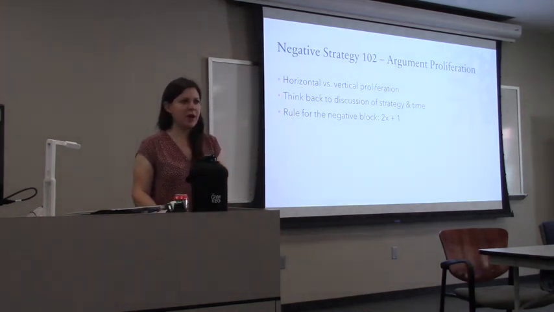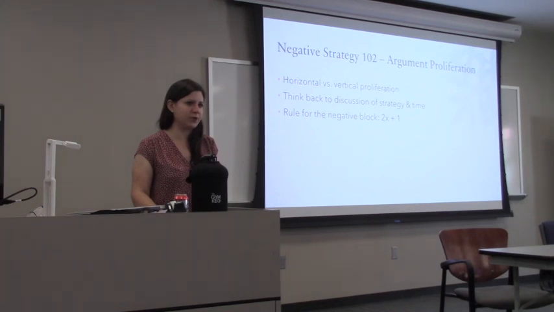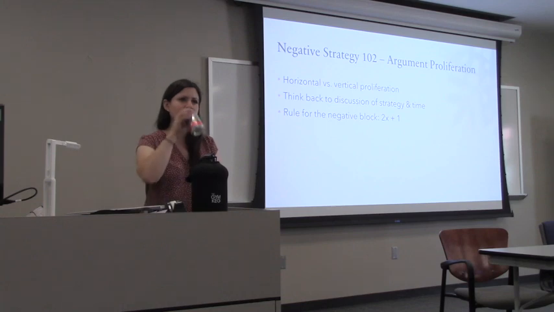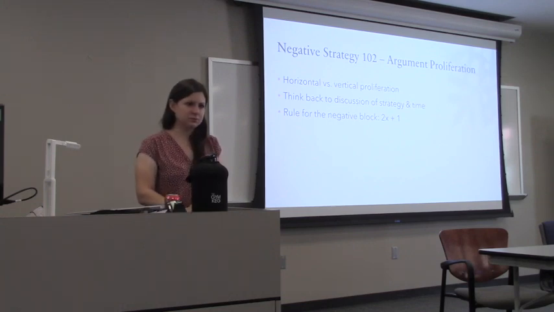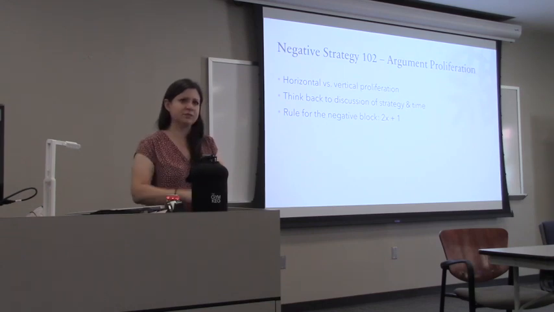So if we think about our discussion of strategy and time, which form of proliferation is likely to be more beneficial for the negative? Yeah? Horizontal. Why? Because you have to save time and you have to answer between C. Okay, anyone else have a thought? Yes? You don't have to read the penalty pinches the other open. Okay. So these two think horizontal proliferation is the best form of argument proliferation in the block.